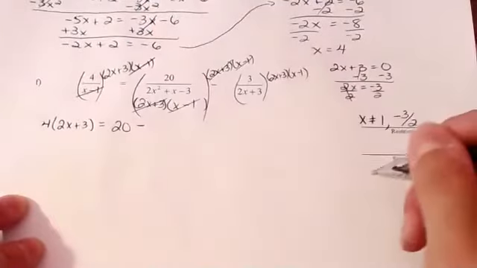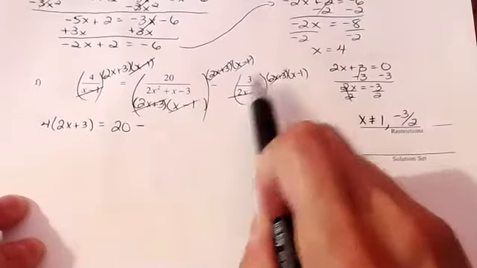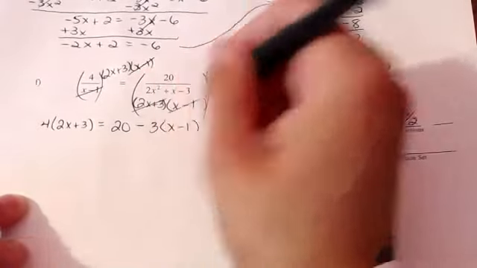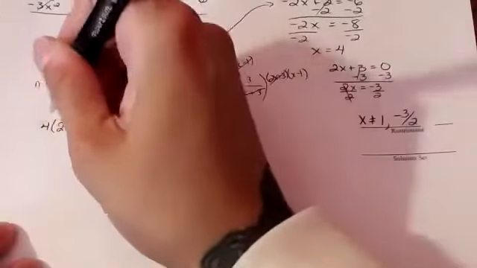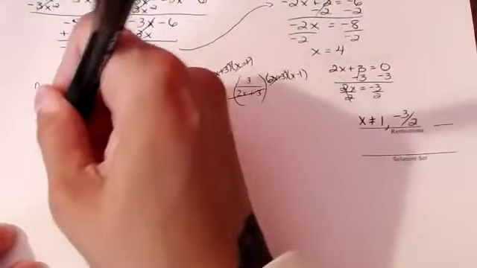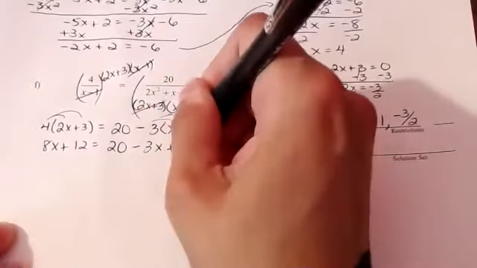Then we have minus. Notice that 2x plus 3's cancel, but we still have a 3 and then an x minus 1. So we have a 3 and then we have our x minus 1. I'm not going to drop parentheses until after I distribute. So let's go ahead and actually do the distributive property here. So we have 8x plus 12 is equal to 20 minus 3x plus 3.